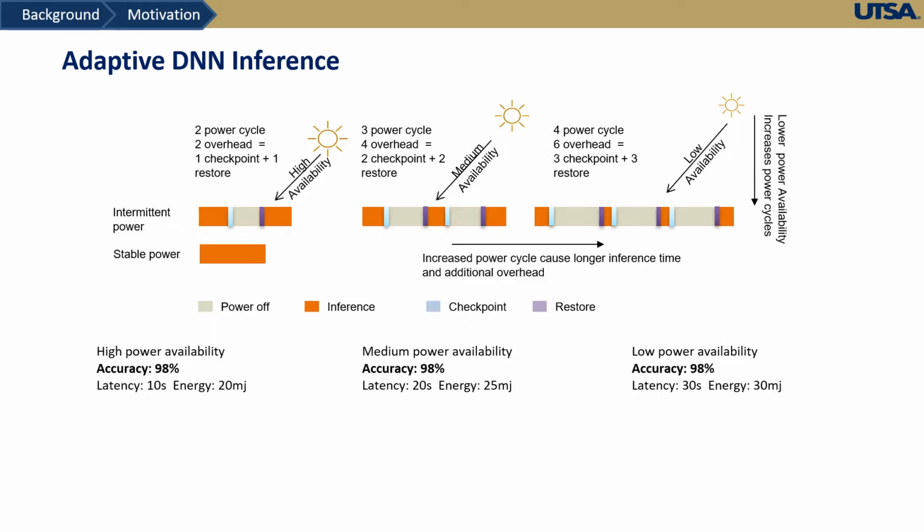For example, you can see in high power availability, inference takes 10 seconds and energy consumption is 20 millijoules, but in medium availability it's 20 seconds and 25 millijoules, and in low power availability it's 30 seconds and 30 millijoules. Since the latency becomes too high in low power, can we do something?